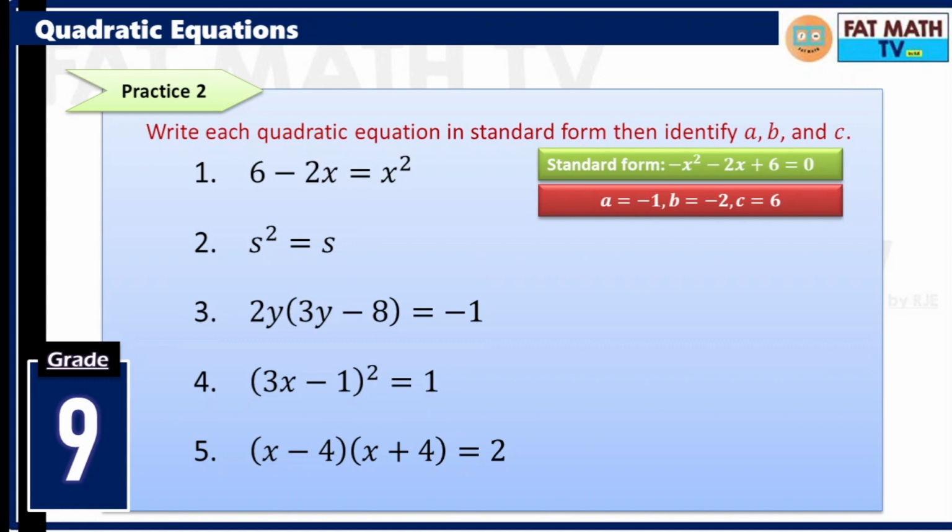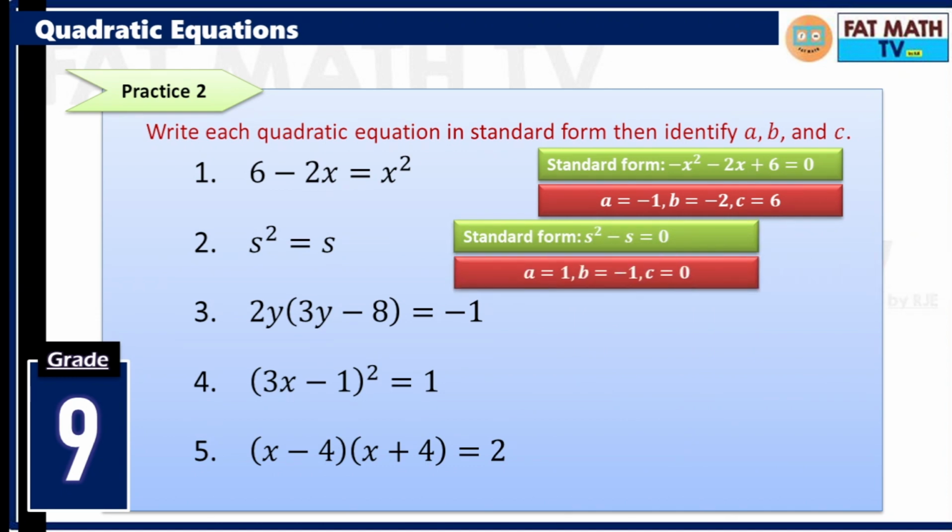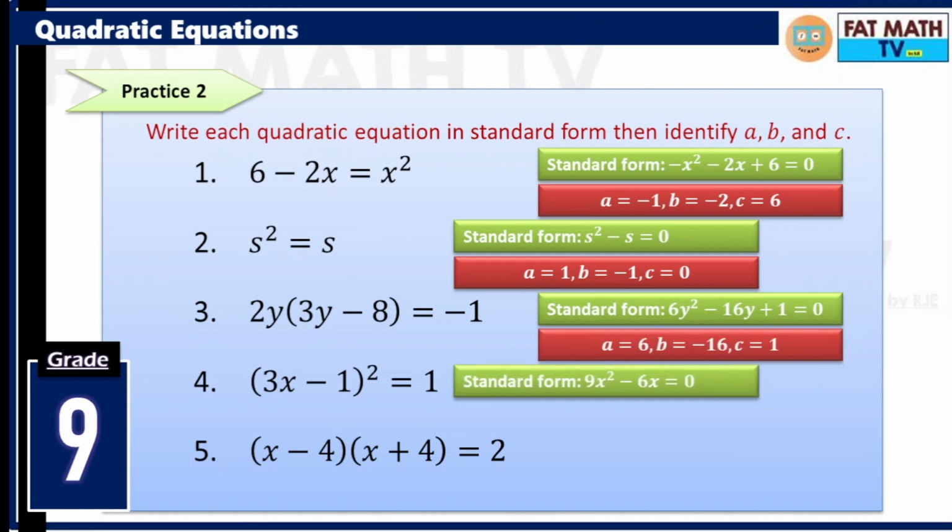Number 2, s squared equals s. The standard form of that is s squared minus s equals 0. a is positive 1, b is negative 1, and there is no constant term, so c is equal to 0. Number 3, that's going to be 6y squared minus 16y equals negative 1, and then put negative 1 to the left. That's going to be positive 1. So the standard form is 6y squared minus 16y plus 1 equals 0. So a is 6, b is negative 16, c is positive 1.